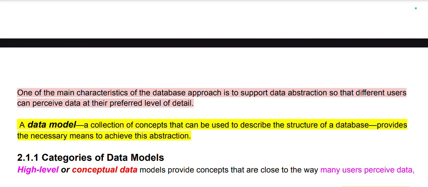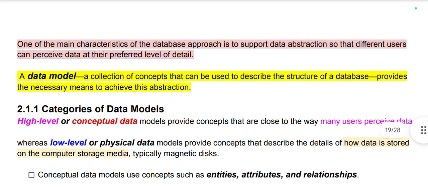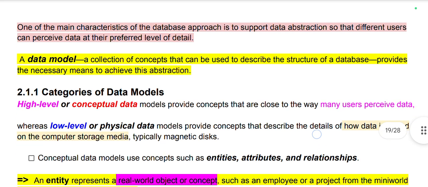A data model is a collection of concepts that can describe the structure of a database. That's why data models are very important. Here are some categories of data models. How will the data model help in providing the necessary means of abstraction? We will learn the categories of these data models.